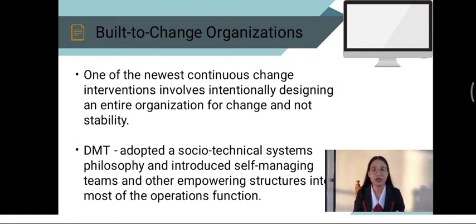An example of this is DMT, a small but global business that designs, builds, and installs sophisticated food processing systems.